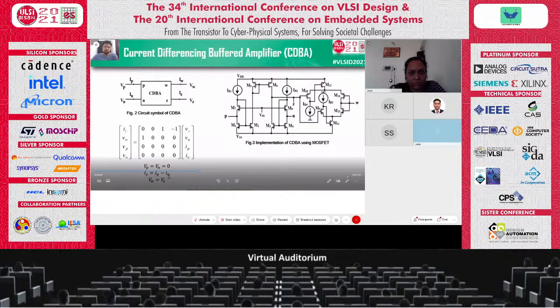Also, the current flowing at the Z terminal is equivalent to the difference between the input currents, that means IP minus IN. Also, VW is equivalent to VZ. That means the voltage at the terminal W is equivalent to the voltage at the terminal Z.